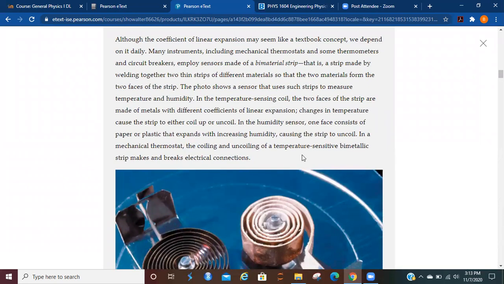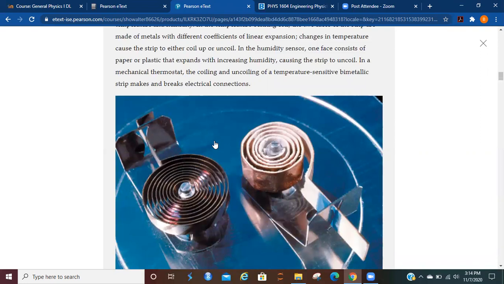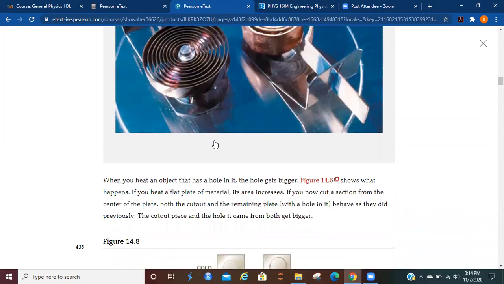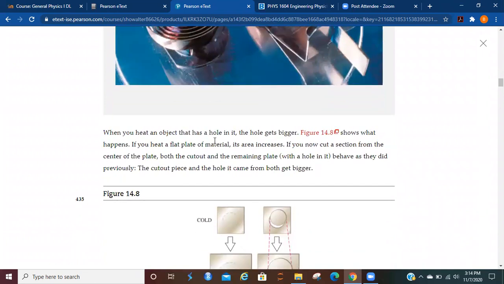The photo shows a sensor that is using such strips to measure the temperature and humidity. In the temperature sensing coil, the two faces of the strip are made of metals with different coefficients of linear expansion. The change in temperature causes the strip to either coil or uncoil. In the humidity sensor, one face consists of paper or plastic that expands with increasing humidity, causing the strip to uncoil. In a mechanical thermostat, the coiling and uncoiling of a temperature-sensitive bimetallic strip makes and breaks electrical connections. So that's how you can tell your thermostat to turn on and turn off, and so on.